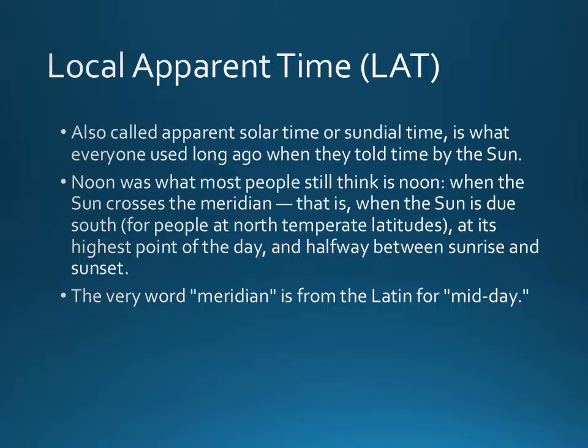Local apparent time, also called apparent solar time or sundial time, is what everyone used long ago when they told time by the sun. Noon was what most people still think is noon, when the sun crosses the meridian, that is, when the sun is due south for people in the northern temperate latitudes at its highest point of the day, and halfway between sunrise and sunset. The very word meridian is from the Latin for midday.